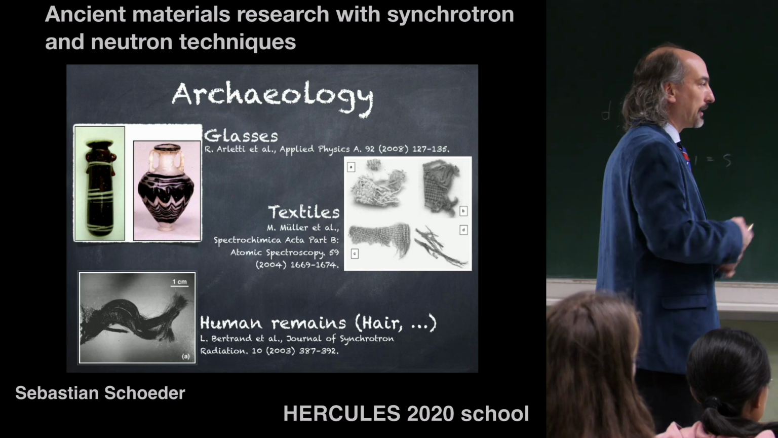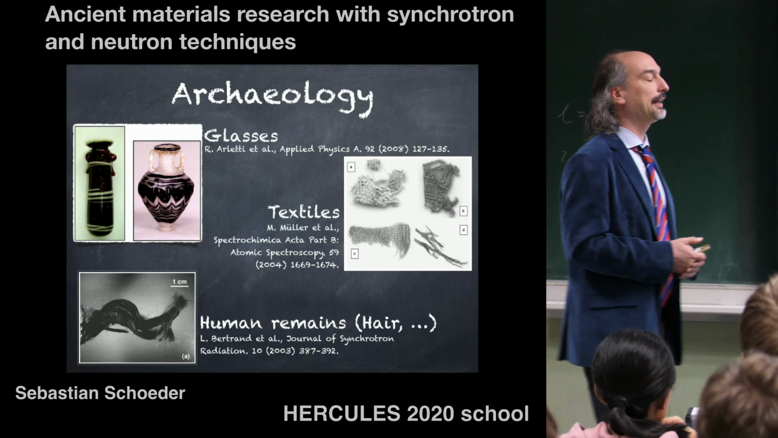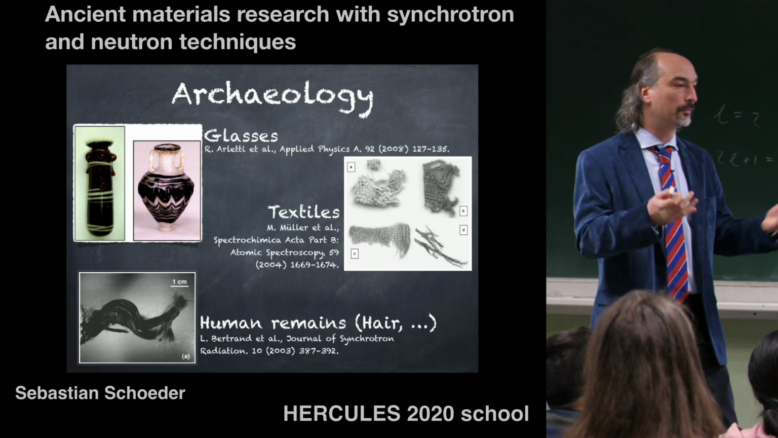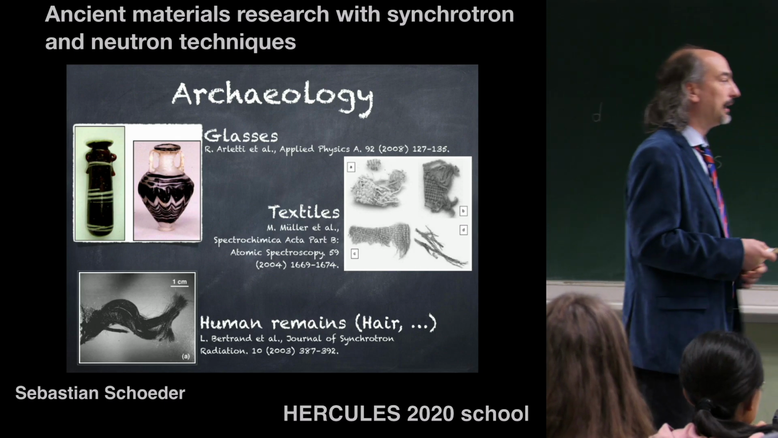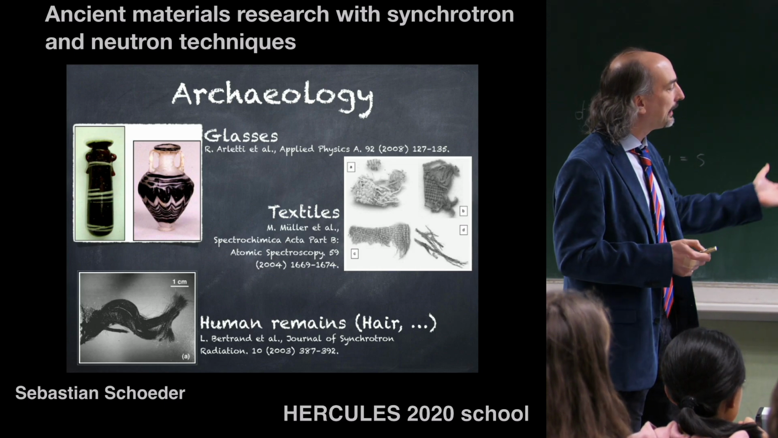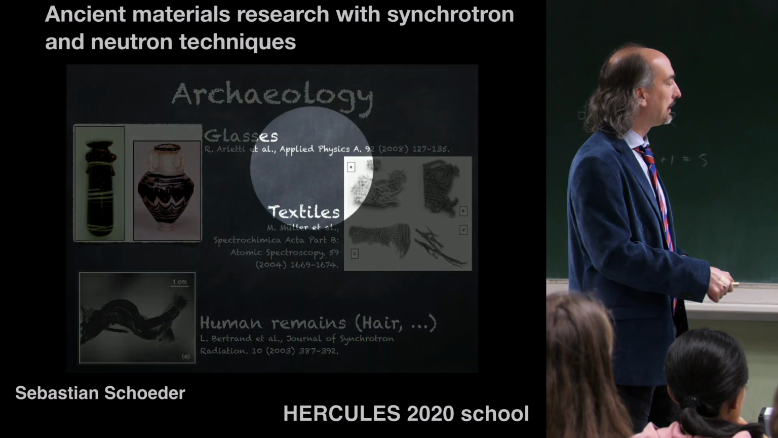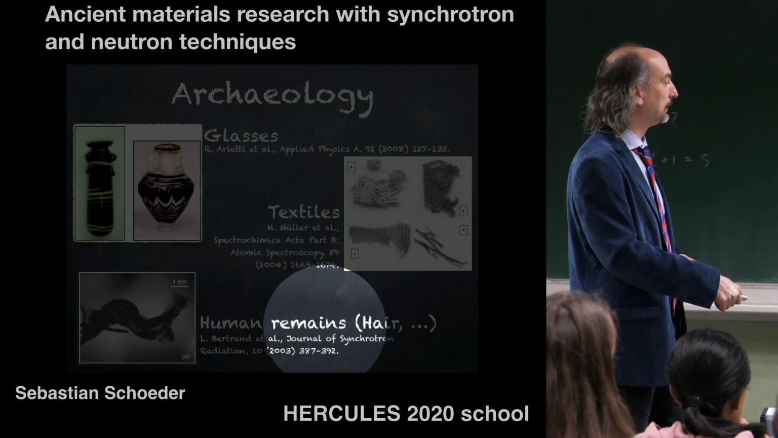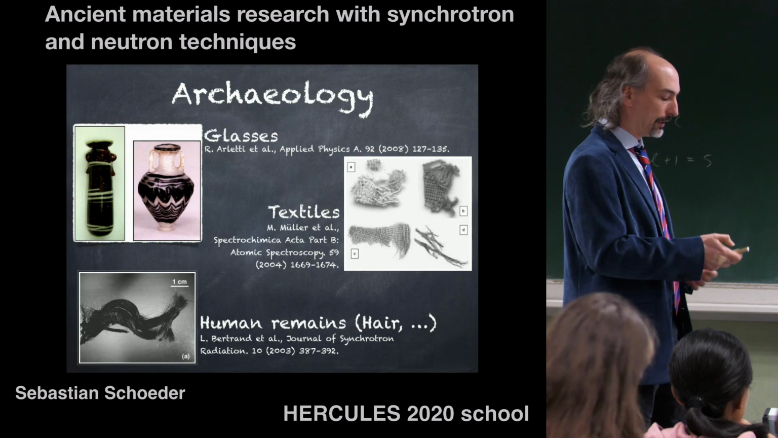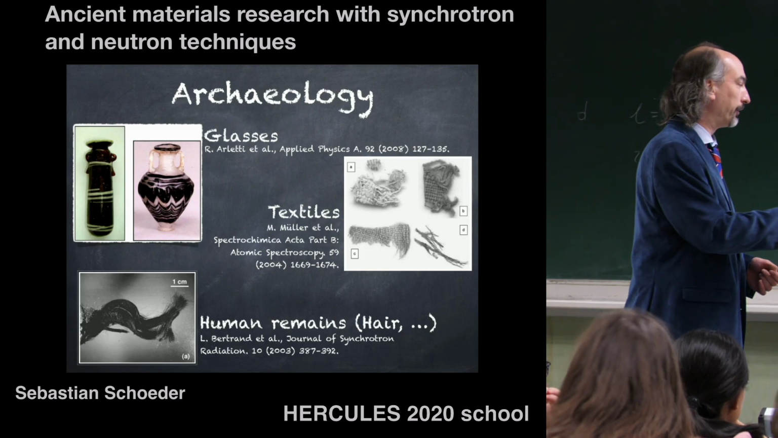Now textile is, of course, a really important class of objects, but since they are organic, there are very few from ancient times that are conserved until today, or only in very particular conditions. And lastly, we can have human remains like mummies and hair and so on that can also be analyzed to give us some information about their origin.